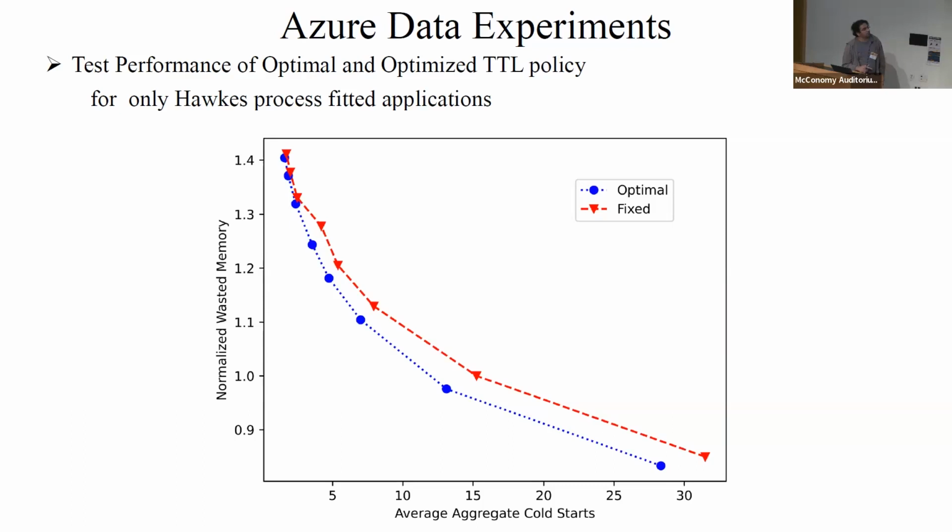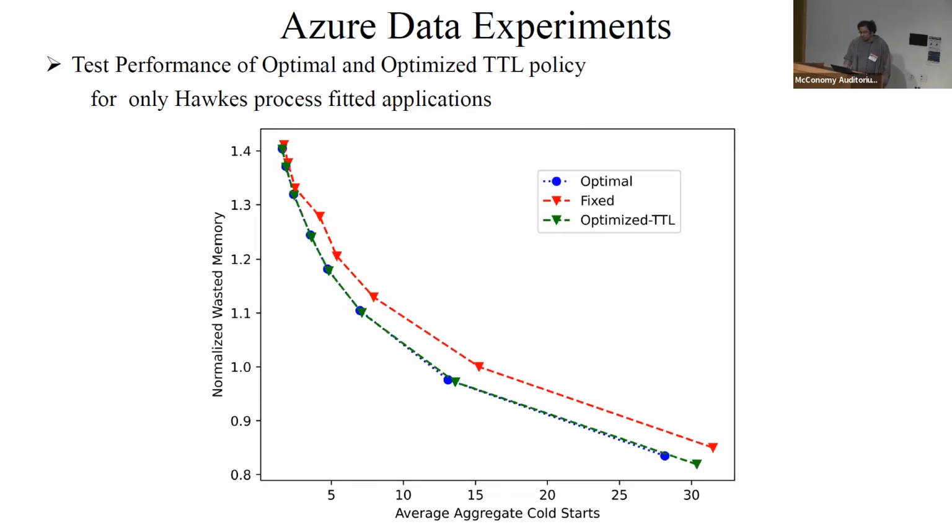So as you notice, the trade-off curve of the optimal keep alive policy Pareto dominates the trade-off curve of the fixed keep alive policy. And here is the trade-off curve of the optimized TTL policy. It also suggests that the optimized TTL policy is a very good approximation of the optimal policy. And these performance curves are only for Hawkes process applications in the dataset.